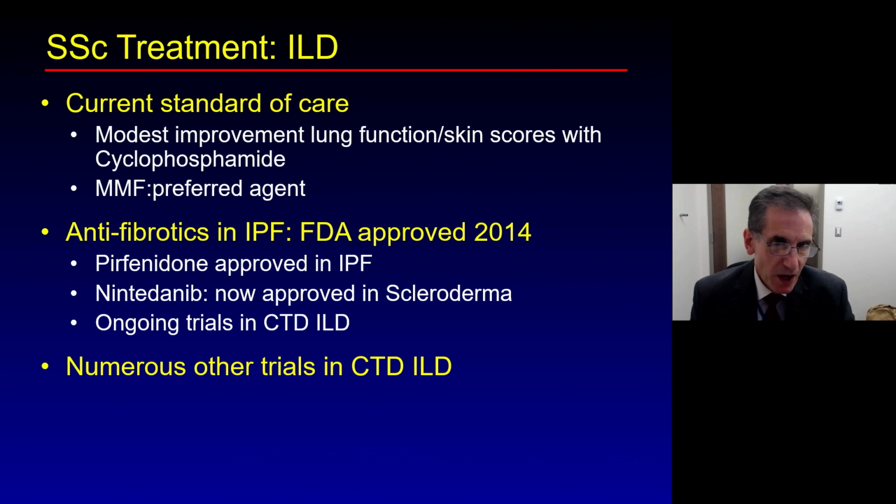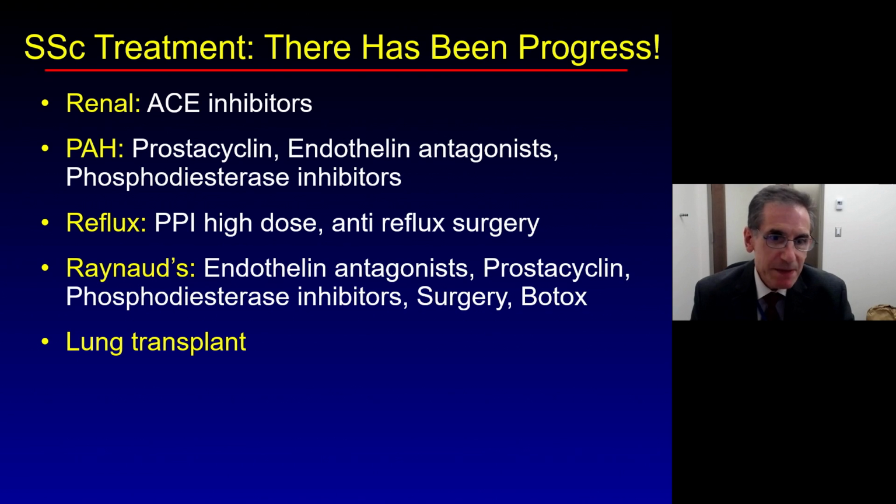There are drugs that are now approved as antifibrotics, which can now be used in Scleroderma. Nintedanib is one of them. It was recently approved for Scleroderma lung disease. It does not affect the skin, but it can be effective in slowing fibrosis and lung function decline in patients with Scleroderma ILD. There are multiple trials in process with regard to treatment of interstitial lung disease in scleroderma. So there has been progress.